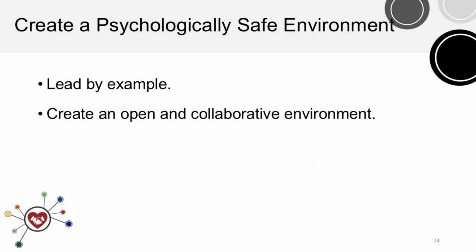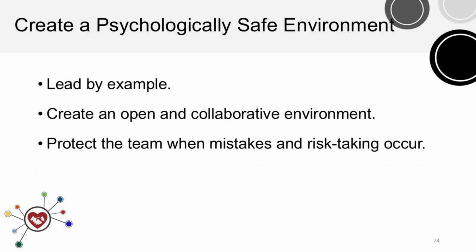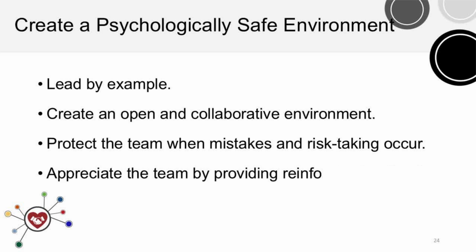As we go through the implementation, it is important to create a psychologically safe environment. Some ways to do this include leading by example, creating an open and collaborative environment where it is safe to provide feedback and have honest communications, protecting team members when we make a mistake or take a risk. These are opportunities to learn, gain skills, and encourage critical thinking. We can also show our appreciation to our team members by providing reinforcing feedback, letting them know when they are doing well.